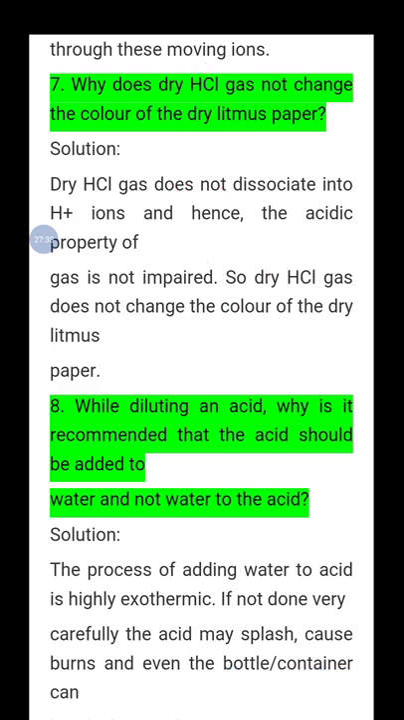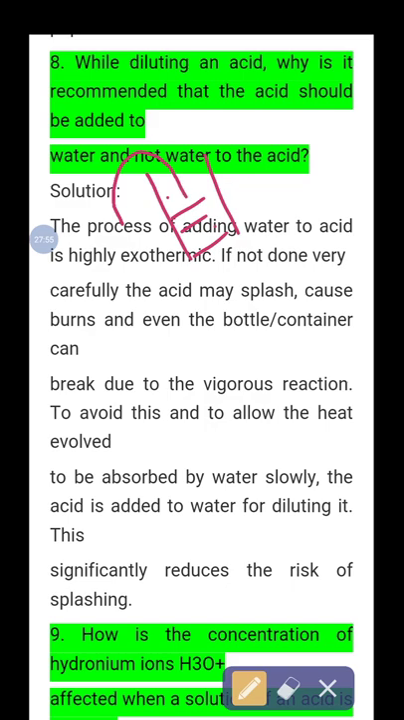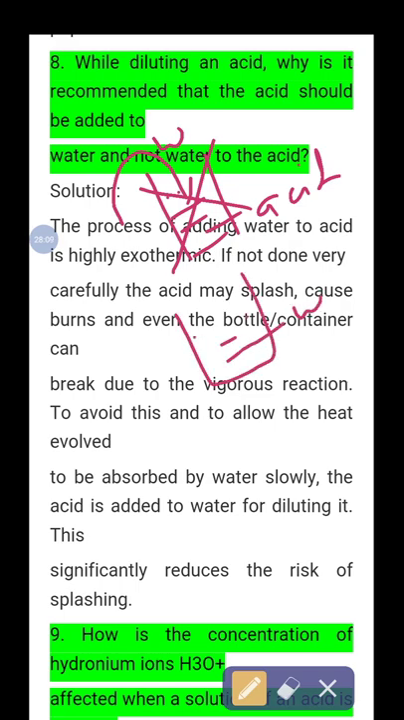Okay. The next one: while diluting an acid, why is it recommended that the acid should be added to water and not water to the acid? When we dilute an acid, we recommend not adding water to the acid. If this is the acid and we add water to it, it is wrong. What we have to do is, this is the water, and we add the acid to it. This is right. Why?